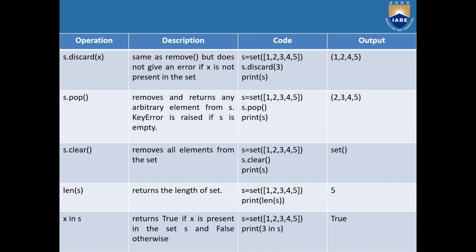Next is pop. What does pop do? It removes and returns any arbitrary element from S. And if that particular set is empty, an error is raised. That is a key error. Whenever you are using the clear operation on a particular set, all the elements from that set will be removed. That is, the set will become empty.